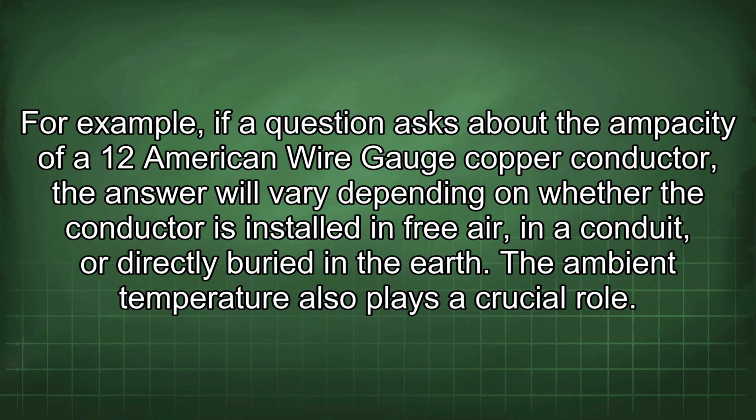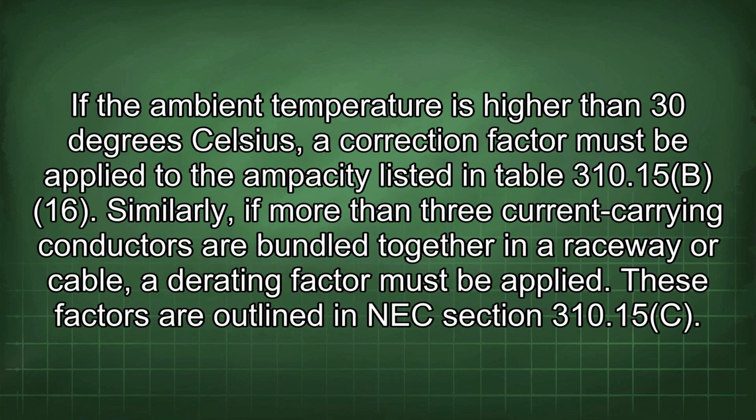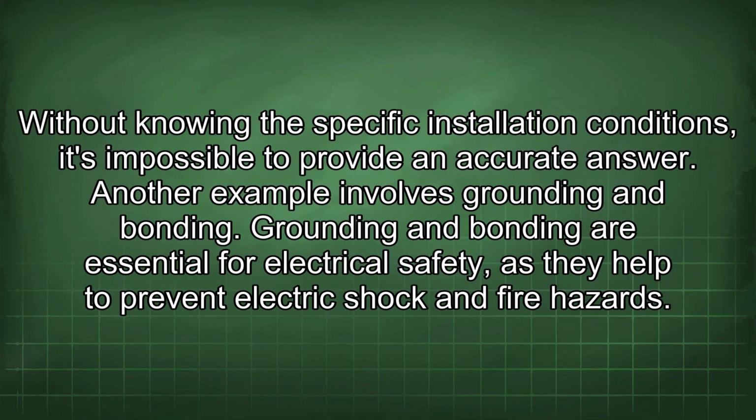The ambient temperature also plays a crucial role. If the ambient temperature is higher than 30 degrees Celsius, a correction factor must be applied to the ampacity listed in Table 310.15(B)(16). Similarly, if more than 3 current-carrying conductors are bundled together in a raceway or a cable, a derating factor must be applied. These factors are outlined in NEC section 310.15(C). Without knowing the specific installation conditions, it's impossible to provide an accurate answer.